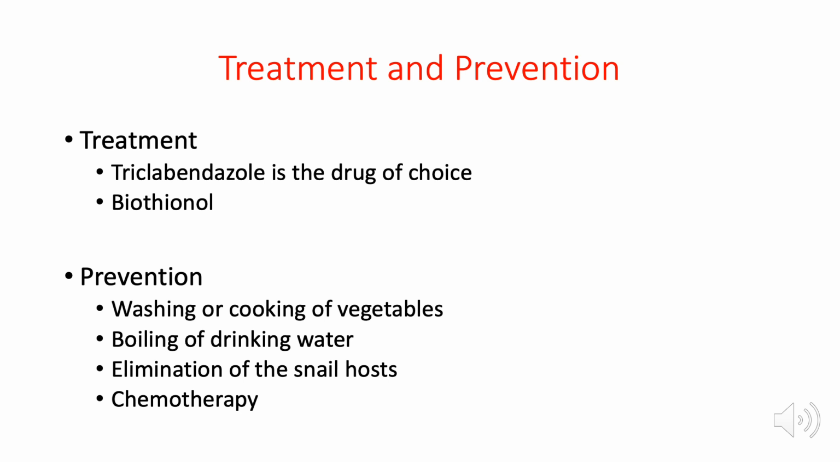Wash or cook vegetables, because the second intermediate host is an aquatic plant. Boil drinking water, because there's a chance that the metacercaria will just be freely floating in the water and not encysted in the second intermediate host. We can also eliminate the snail host to control the number of cases, and it's very important to treat positive cases so that they will not add to the number of new cases.